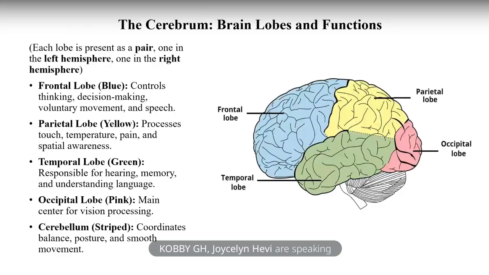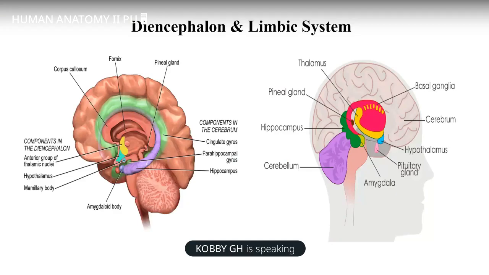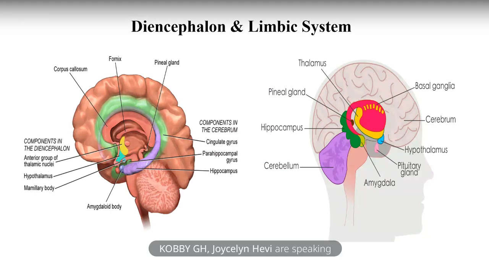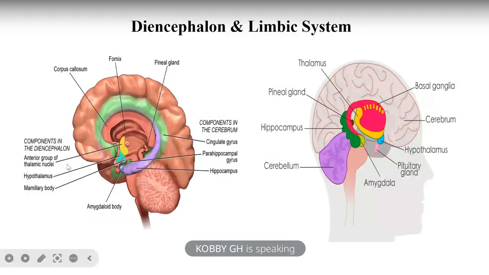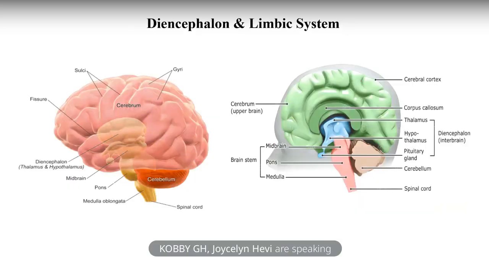Now let me show you a diagram that will show that clearly. So you see, the diencephalon is made up of the thalamus, the hypothalamus, the epithalamus, and the subthalamus. That's the diencephalon. So the diencephalon is also divided. We have the thalamus, the hypothalamus, the epithalamus and the subthalamus. Let me show you. I think it's better with this diagram.